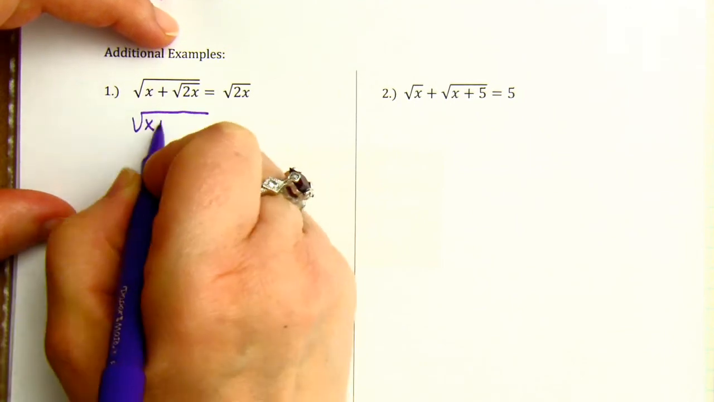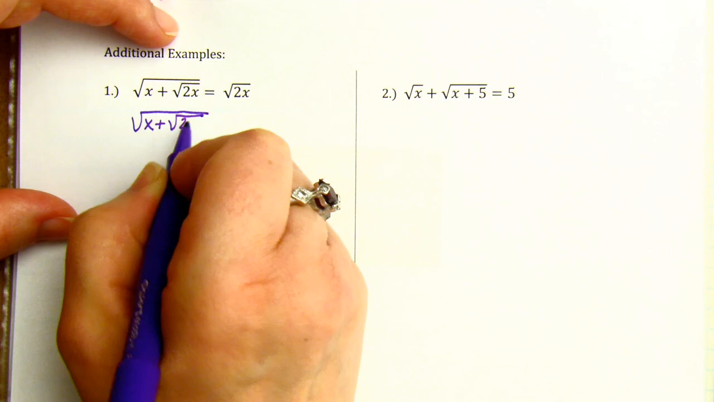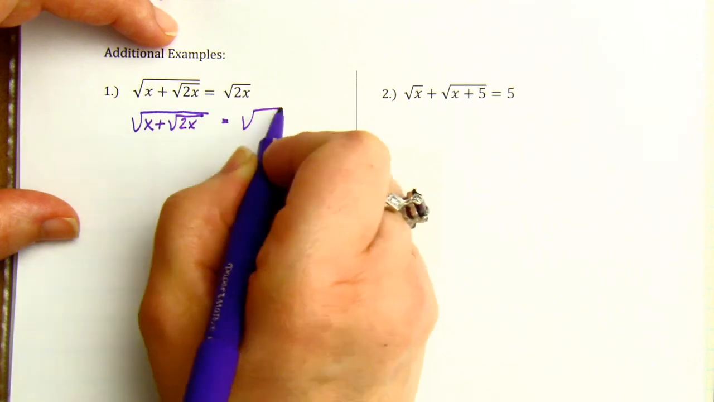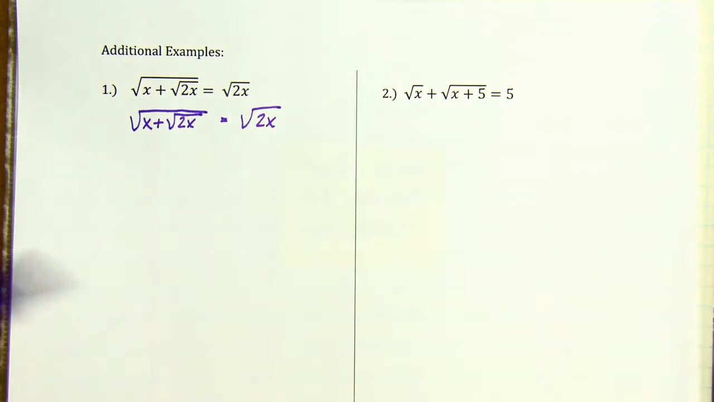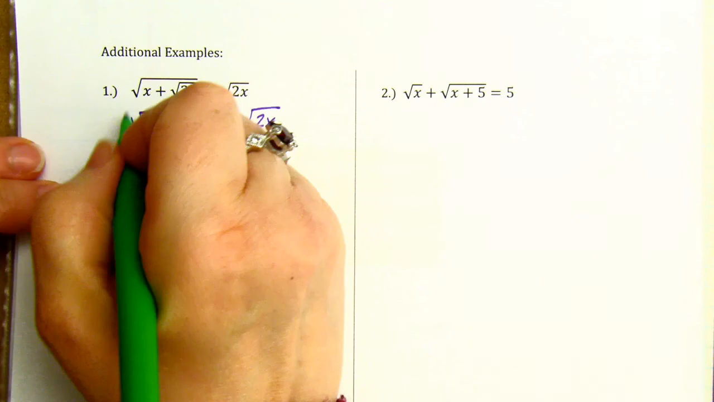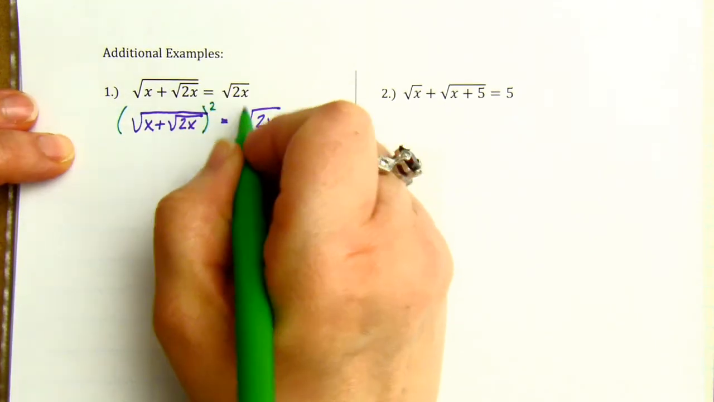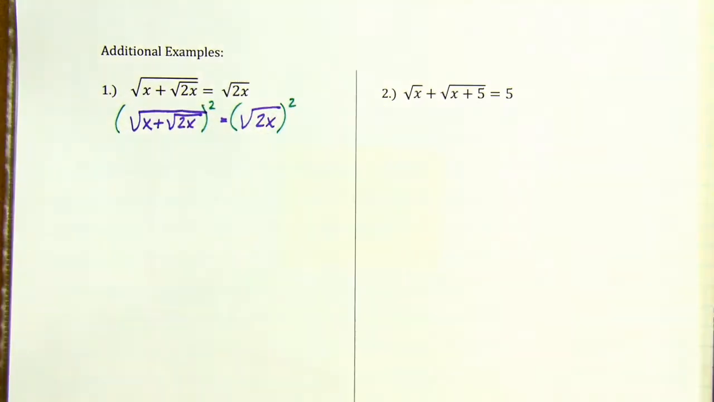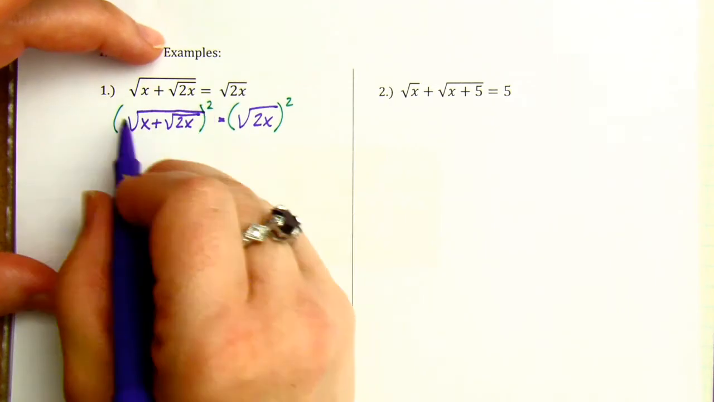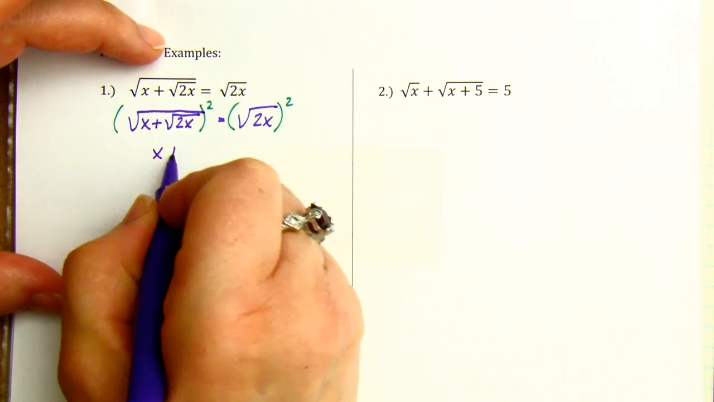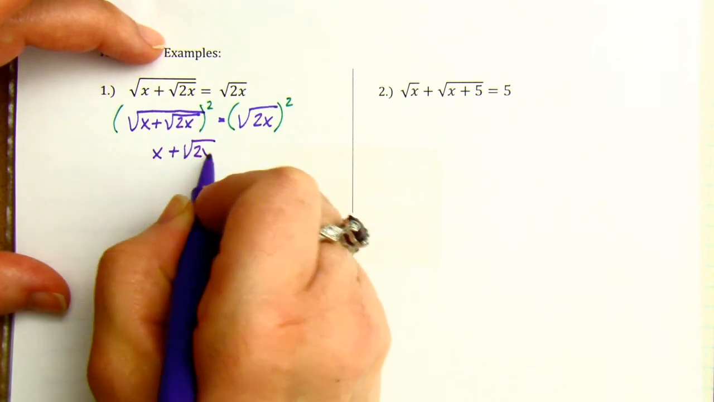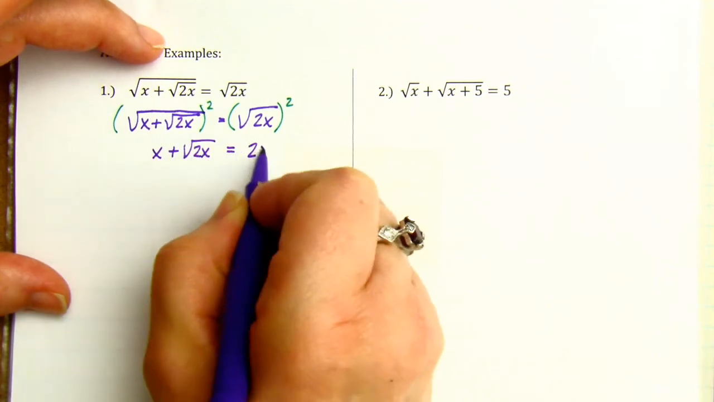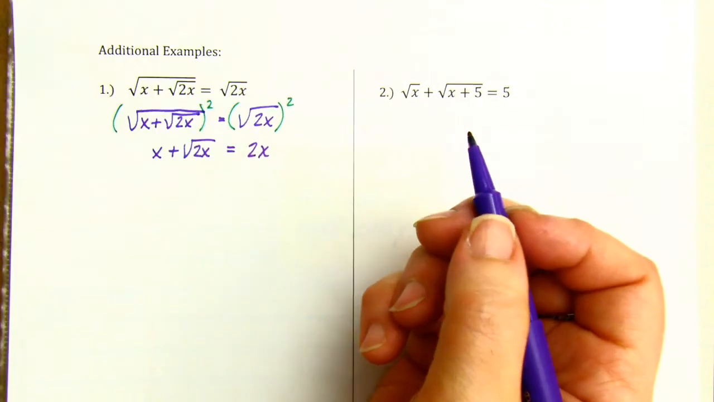X plus square root 2x equals square root 2x. To get rid of the first radical symbol, I'm going to square, but if I do that on the left, I have to do it on the right. This squaring removes the outside radical, so I'm left with x plus the square root of 2x equals 2x, right? Because this squaring is going to remove that radical.